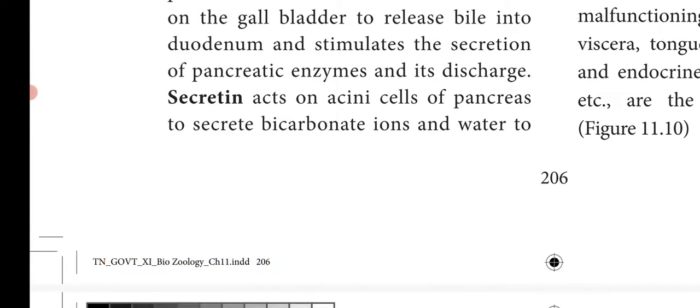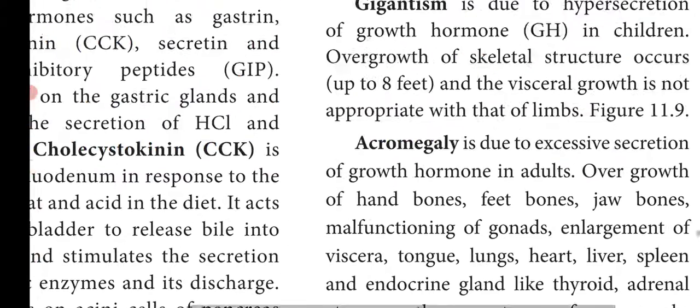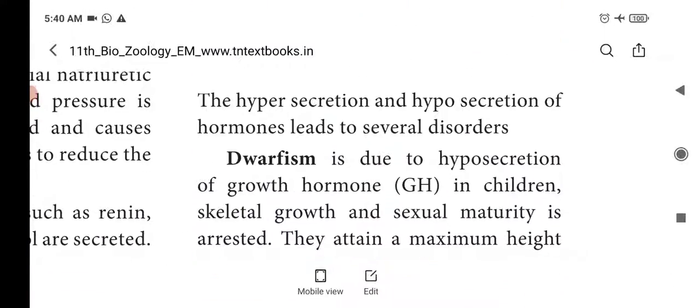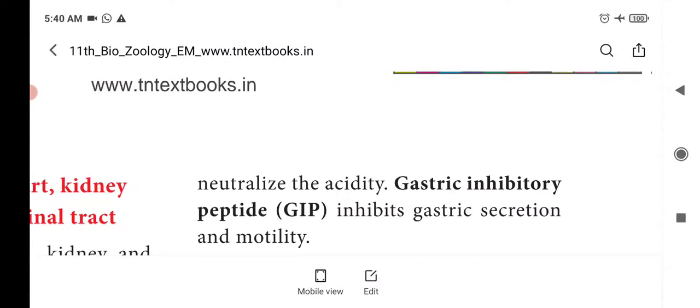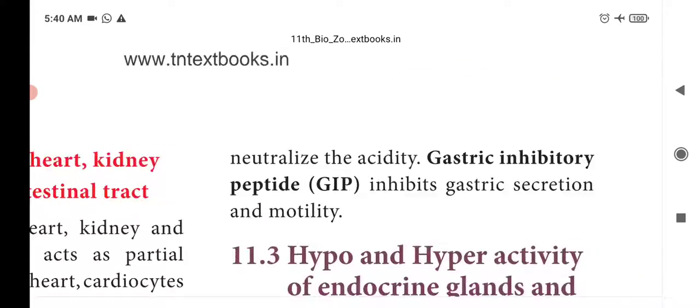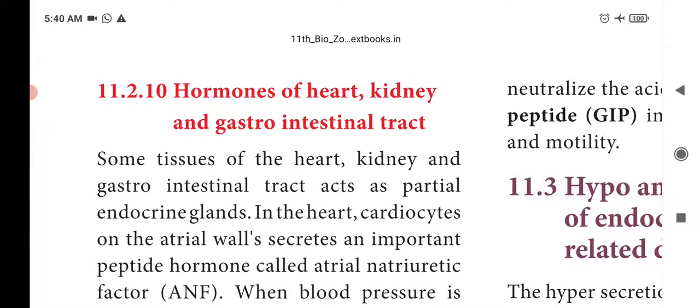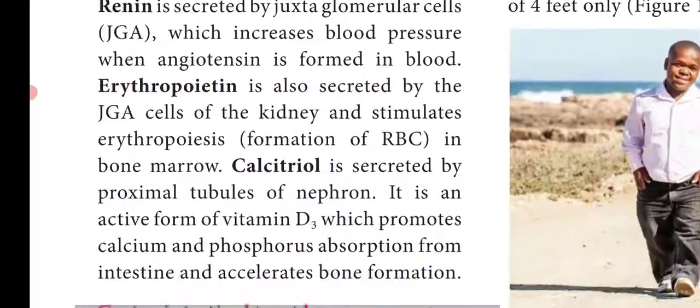Next, secretin acts on the acinar cells of the pancreas to secrete bicarbonate ions and water to neutralize the acidity. And the gastric inhibitory peptide stops the gastric secretions and motility. So, it is called gastric inhibitory peptide. So, these are the hormones of the heart, kidney and gastrointestinal tract.